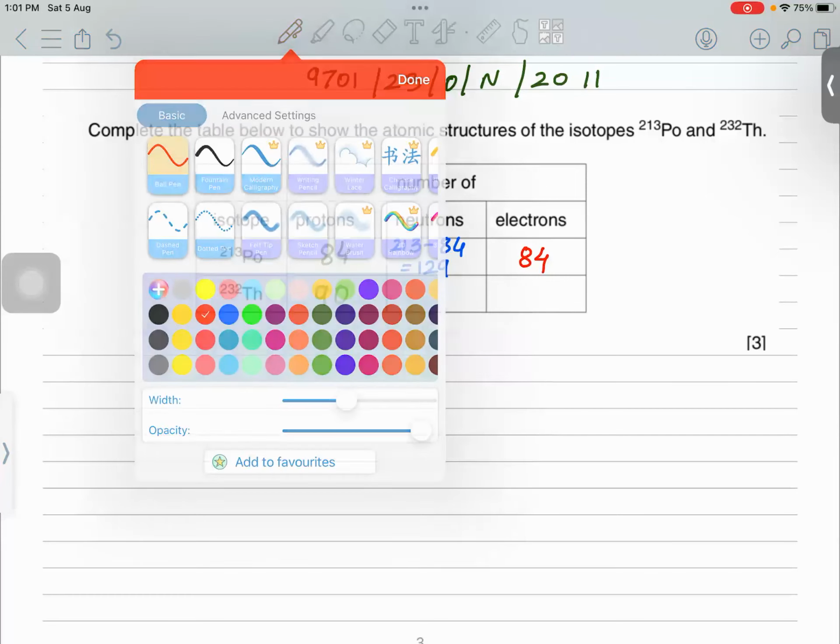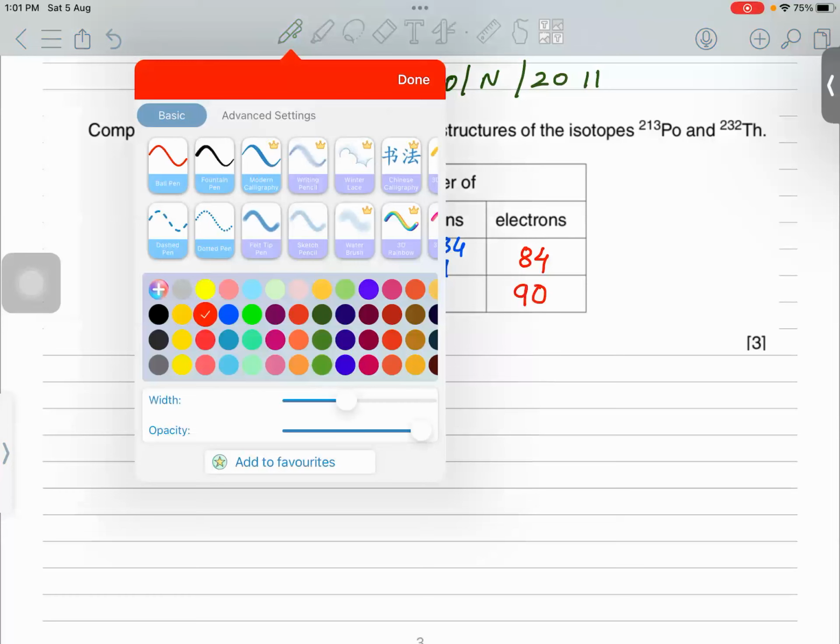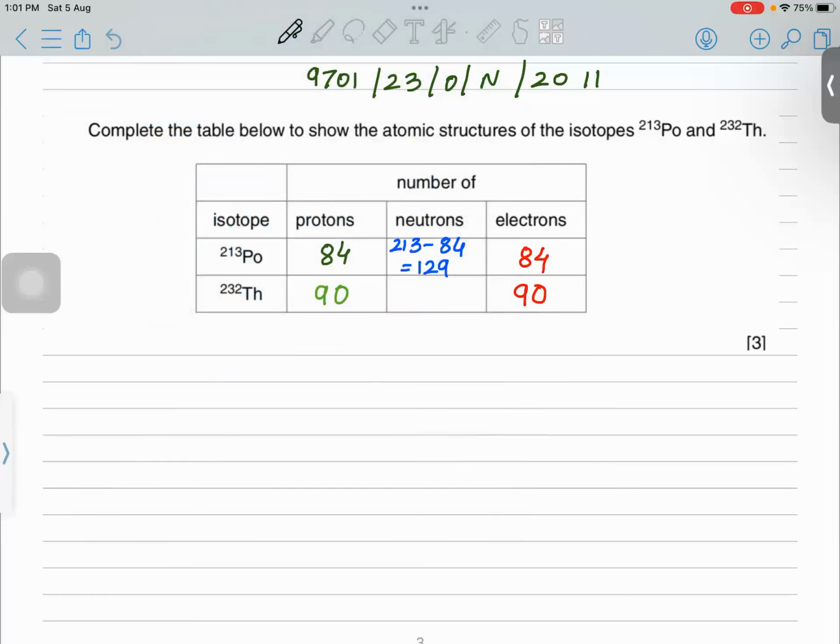And the number of electrons? 90. Because there is no charge, right? Okay. And neutrons? 142. You obtain it by subtracting 90 from 232. So 142. Okay. After that, I have only one question.